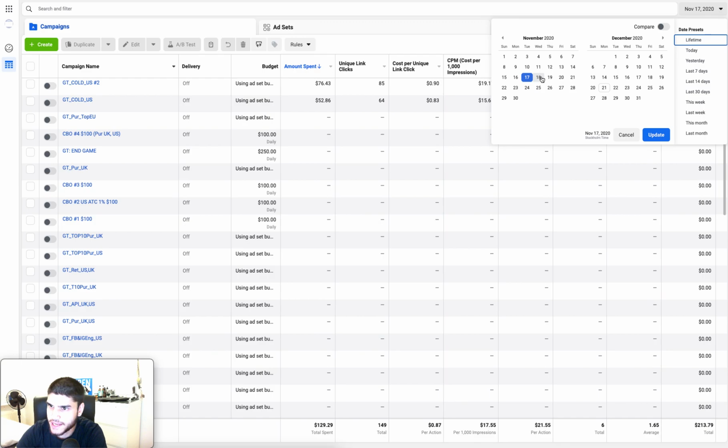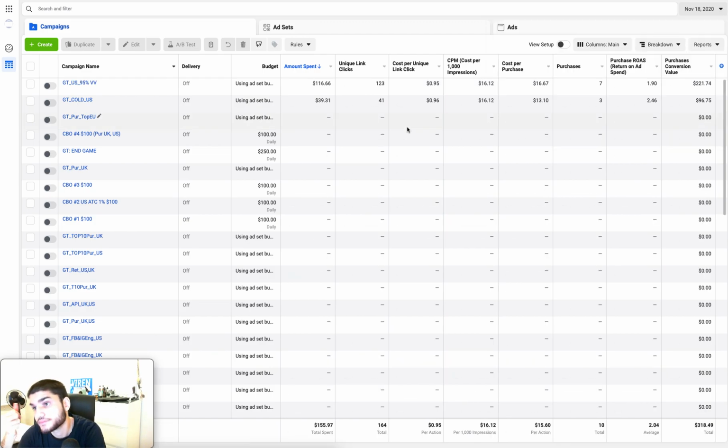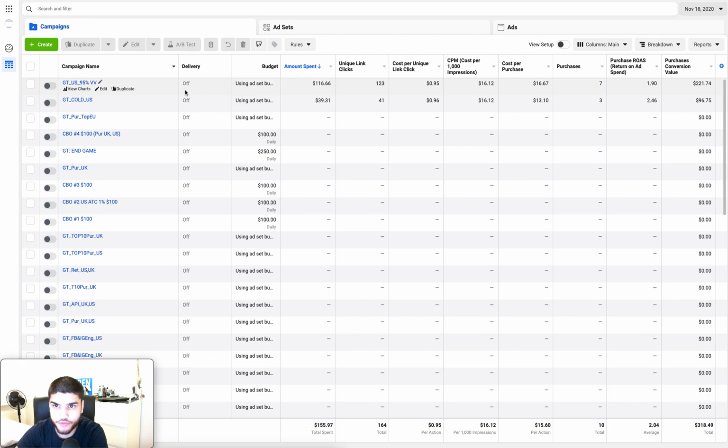So if we go to the 18th, you can see that I launched lookalike audiences. Remember how the US lookalike audience was not performing well in the beginning, right? It was not performing, and that's fine because I relaunched it, and look at this now, a 1.9 return on ad spend with 7 purchases. $116 spent on this one, which is interesting.